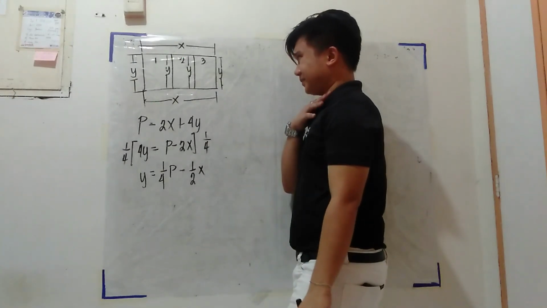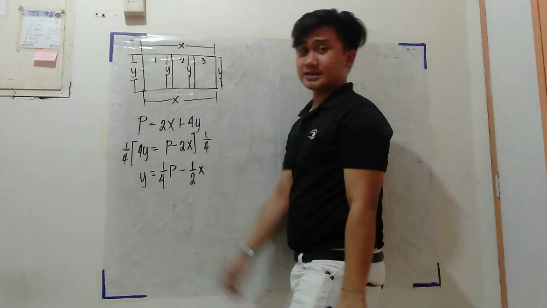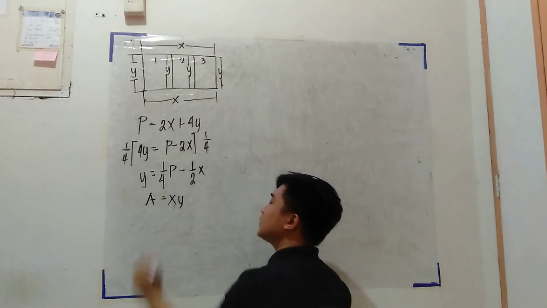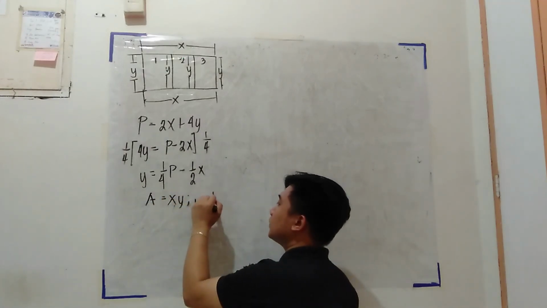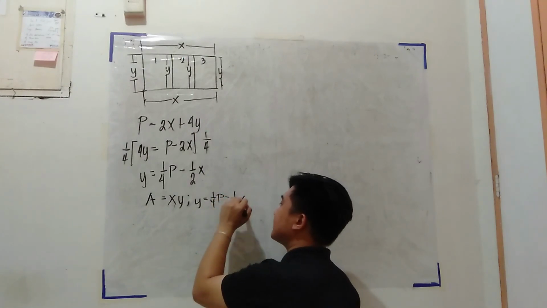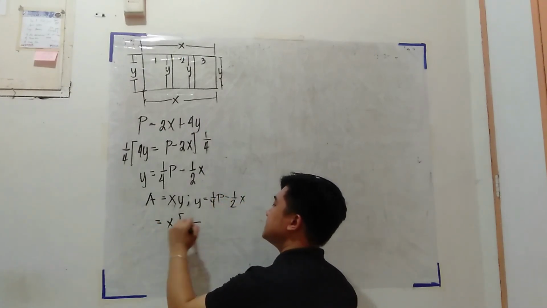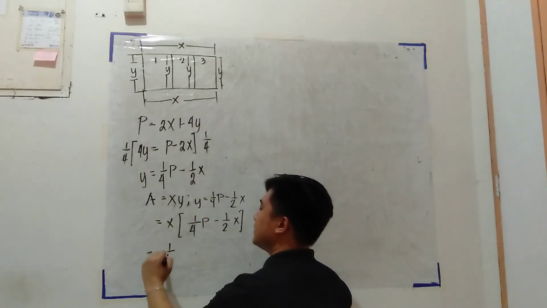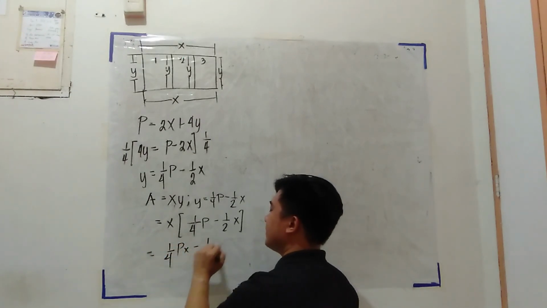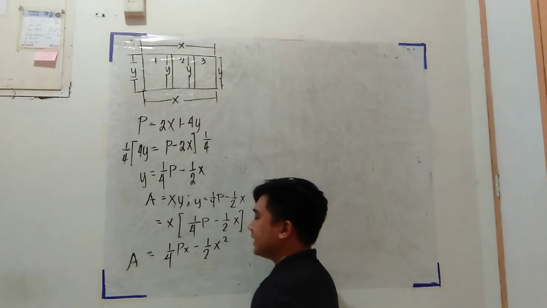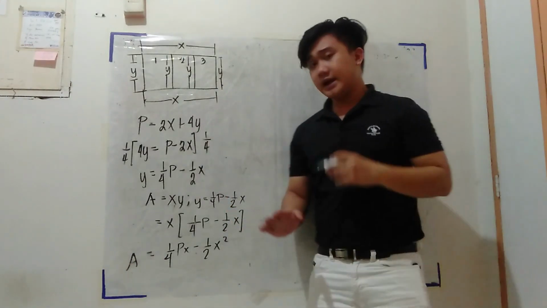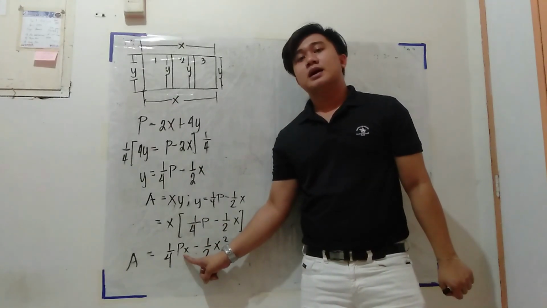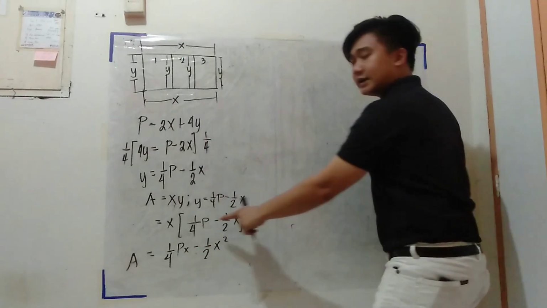Do not forget na yung area natin is just x times y kasi rectangular lang naman yung field natin. So, area is equal to x times y given that y is equal to 1/4 P minus 1/2 x. So, x times 1/4 P minus 1/2 x. Okay, so this is 1/4 Px minus 1/2 x squared. Yan na po ang ating equation for the area. And since yung area ko is expressed already in one variable, yes, kasi yung P po ay constant lang dyan, pwede ko na yung i-differentiate.